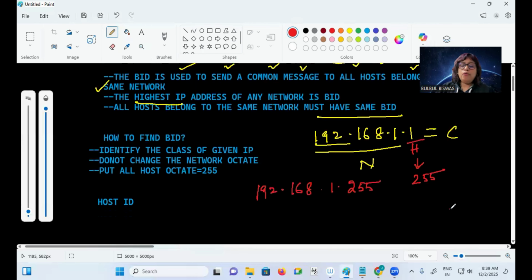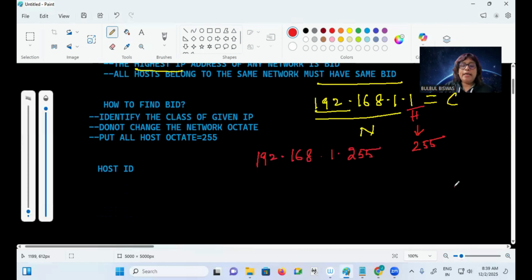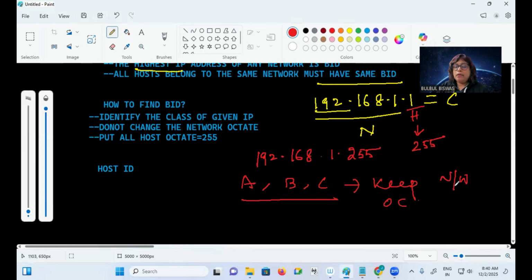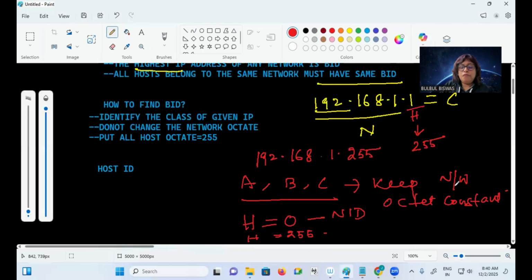So, how are we finding the broadcast ID? In case of A, in case of B, or in case of C, in all 3 cases, keep the network octet constant. In the host octet, if you put 0, it becomes NID. In the host octet, if you put 255, it becomes broadcast ID.